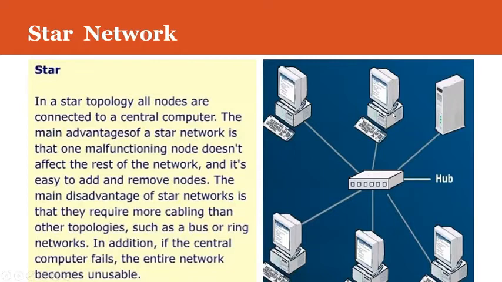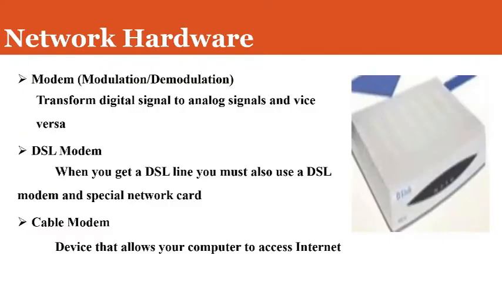So the main disadvantage of a star network is that they require more cabling. So mas kailangan mo lang ng maraming cable, such as the bus networks. In addition, if the central computer fails, the entire network becomes unusable. Pag yung central computer ang nag-fail. So that is the star network.